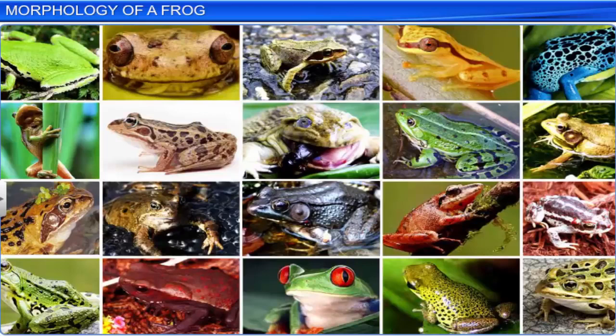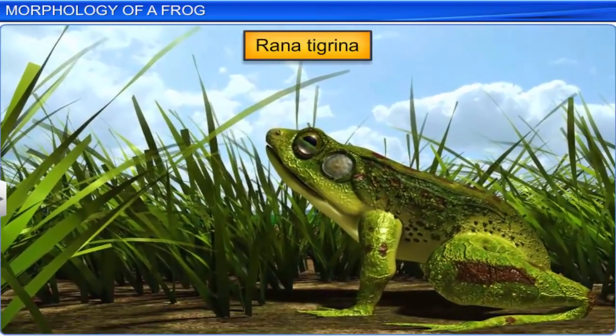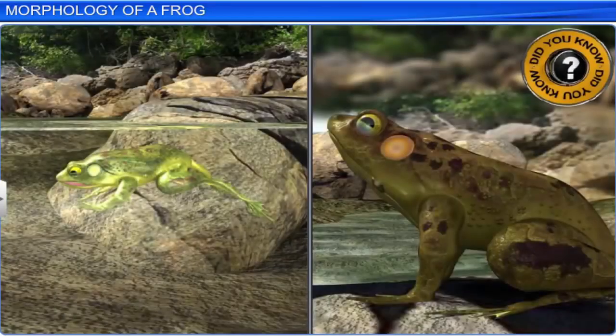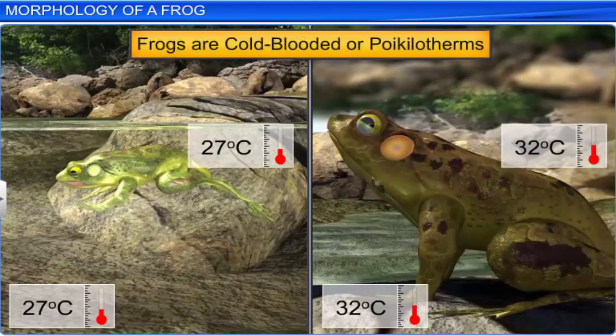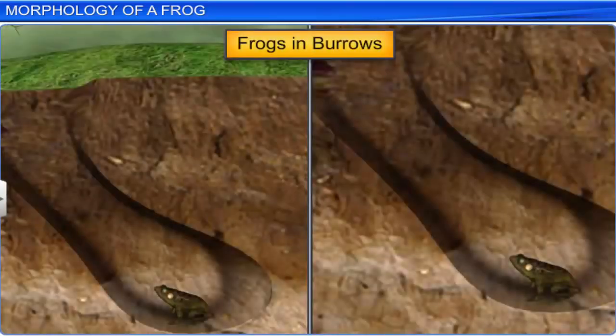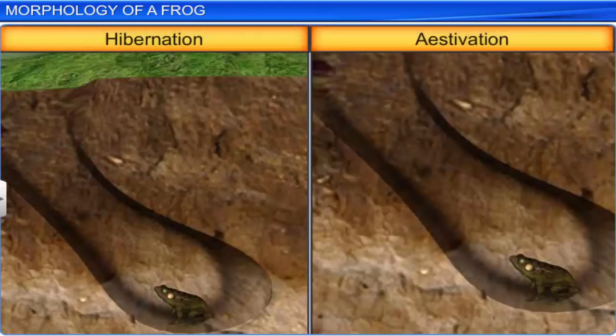India too is home to many species, the most common being Rana tigrina. Did you know these amphibians can change their body temperature according to the temperature of the environment? This is because frogs are cold-blooded animals or poikilotherms. In fact, when the temperature is extremely hot or cold, they take shelter in deep burrows. Frogs undergo hibernation in winter and estivation in summer, and are therefore not visible during these seasons.